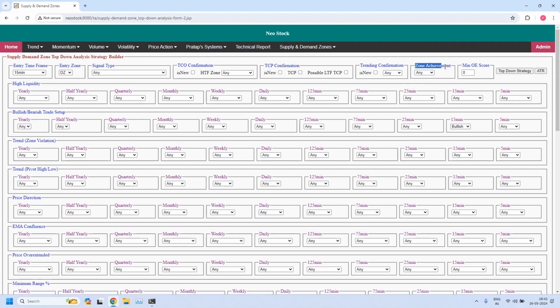The second parameter is zone achievement. For a tradable zone, the zone achievement should be VOZ, violated opposing zone. That achievement should be there. Then only the zone can be tradable. And the minimum odd enhancer score should be 12. For bullish or bearish trade setup, the minimum value should be 12. And these 3 filters will be applied to the entry zone, demand zone. Which time frame? 15 minutes. That means for the 15 minutes entry zone, these 3 filters will be applied. 15 minutes demand zone. Now let us filter the stocks.